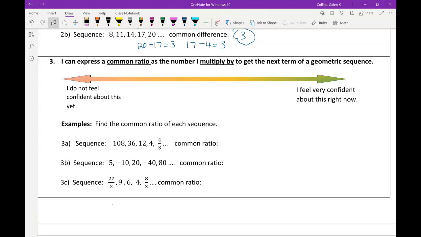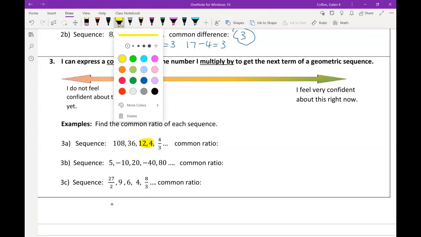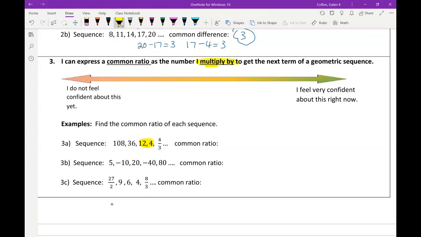So I don't know off the top of my head what to multiply by to go from 108 to 36, but I might be able to reason here with some smaller numbers, say 12 and 4. And I think a lot of students are going to think of this as a division pattern. And while you are not wrong about noticing a division pattern, when we express the common ratio, it's really important that we express it as what we are multiplying by. And in class, we talked about using the reciprocal of the thing we're dividing by.